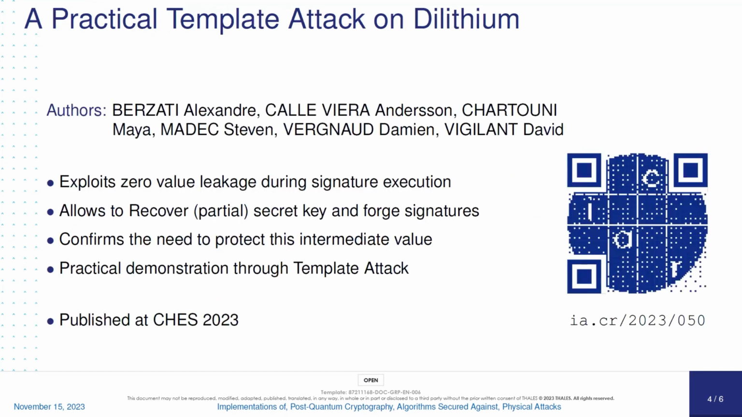Then we wanted to see if there were other attacks possible. We found one on the signature algorithm of Dilithium that exploits a zero value leakage on some value during the signature generation. We showed that this allows recovering a part of the secret key, which in turn allows forging signatures. In our paper, this confirms the need to protect this intermediate value, and we also showed a practical demonstration with a template attack. This was published at CHES, and we presented this work back in September. We are still planning on releasing the artifact that goes with it, so the code. So stay tuned for that.